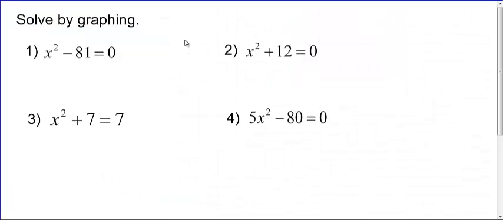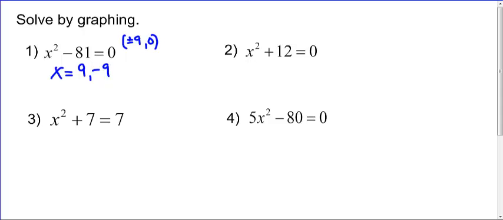So I'm just going to go back over here. I know that the solutions are x would equal 9 or negative 9. And again, that comes from having zeros at plus or minus 9 and 0.